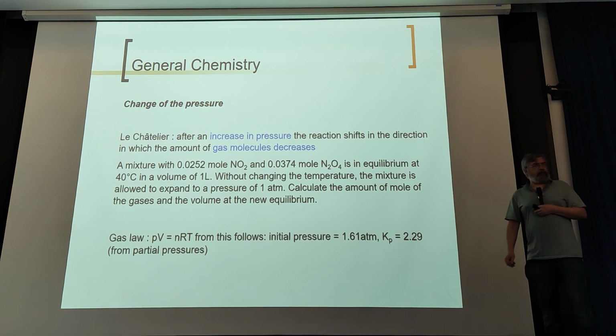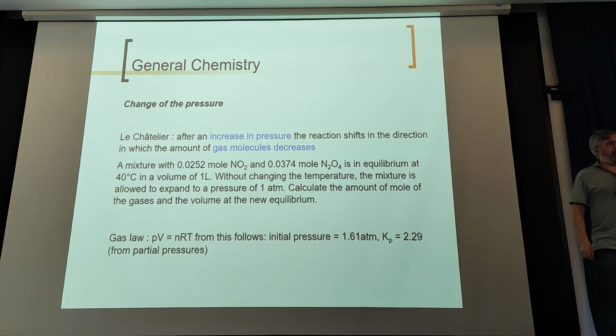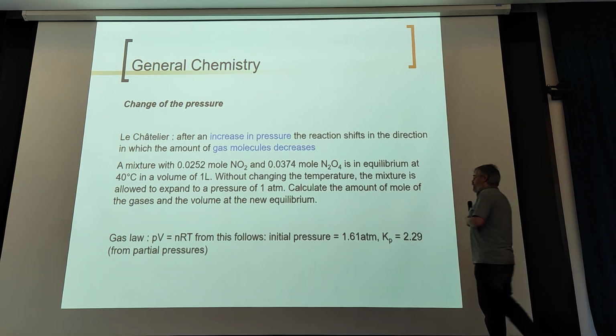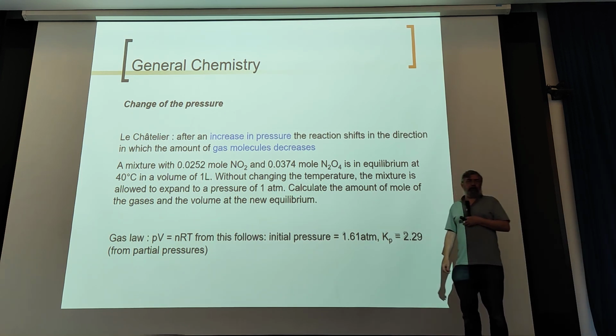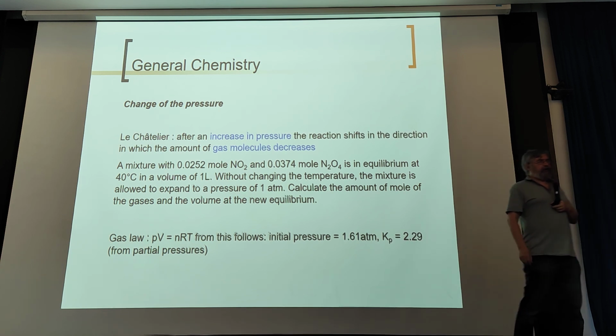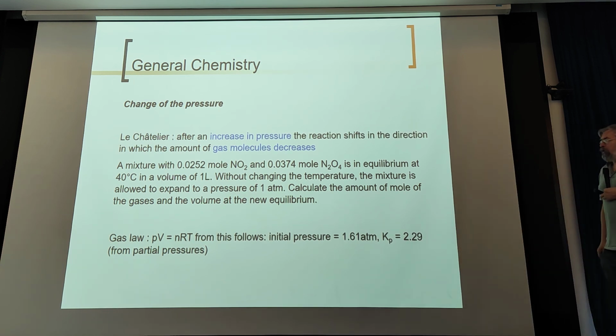Because the original pressure was, I think, 1.26 or something. So we have to calculate the amount of moles of the gases and the volume at this new equilibrium, at the lower pressure. So we have to take first the gas law. As you know, it's PV = nRT. From that, it follows that the original pressure should be 1.61 atmosphere.